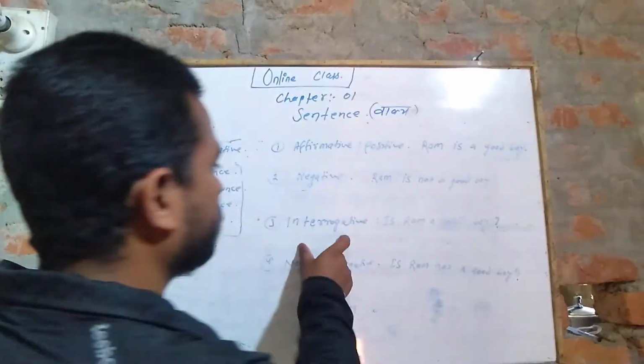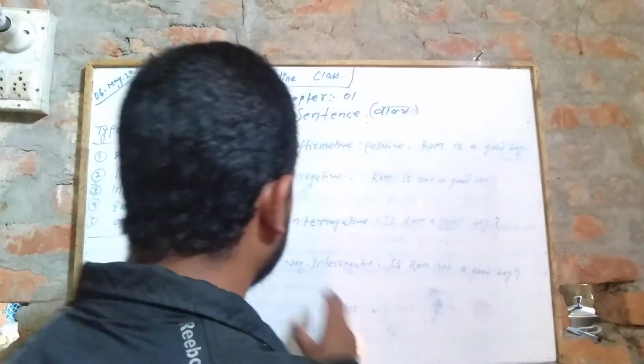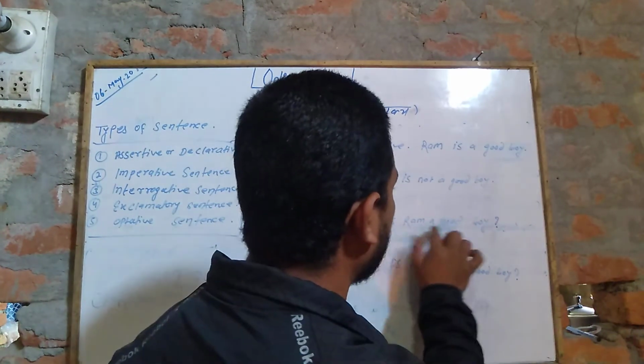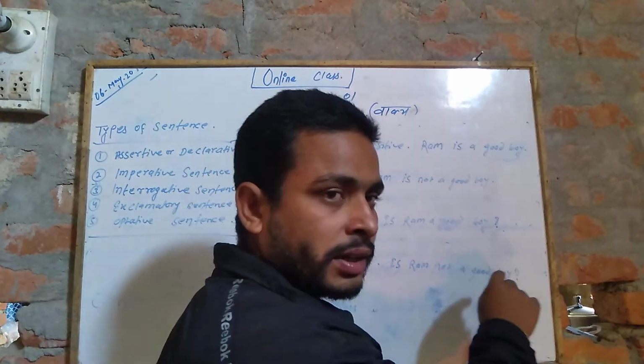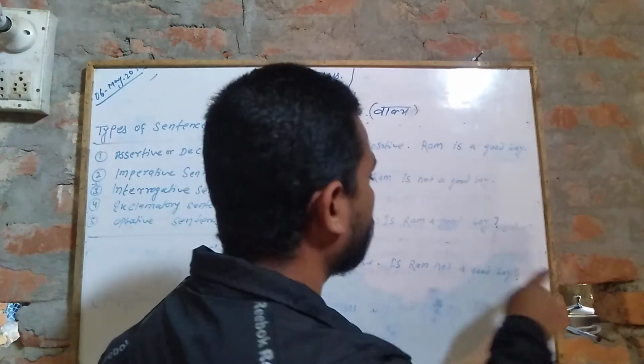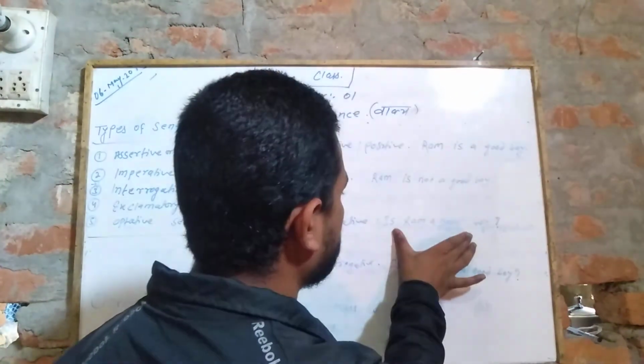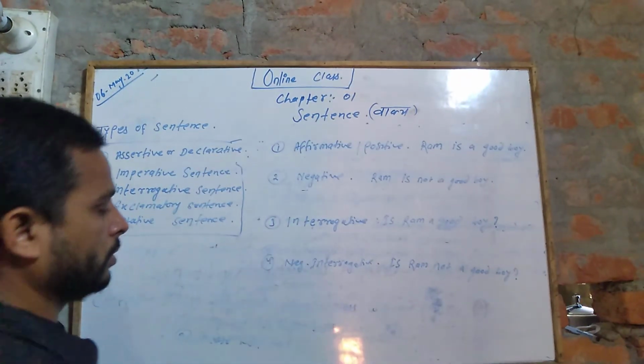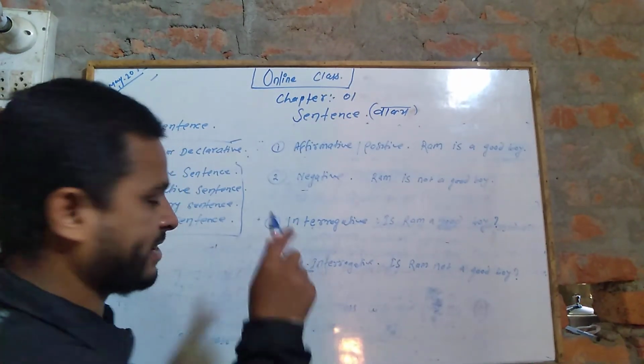Now interrogative. Is Ram a good boy? Negative interrogative: Is Ram not a good boy? Is Ram a good boy? Question mark. Is Ram not a good boy? This is the interrogative of positive and this is the interrogative of negative.